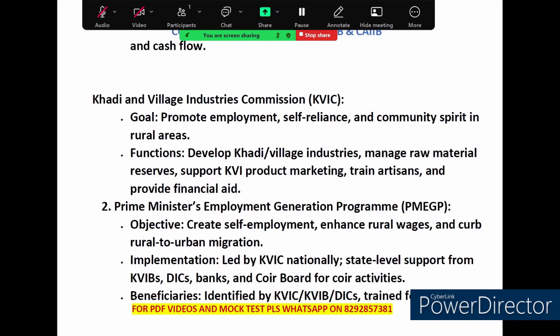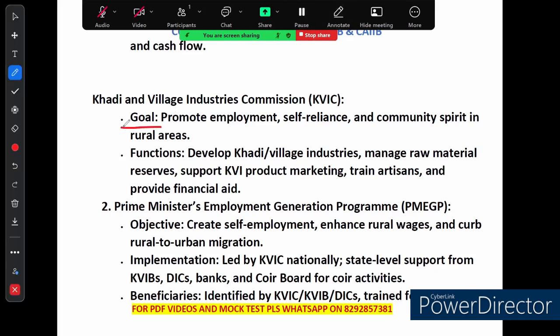Now let's talk about KVIC, Khadi Village and Industrial Commission. So friends, KVIC focuses on creating jobs and boosting self-reliance in rural communities. If we talk about the goals of KVIC, it promotes employment and self-reliance in the village. Function: KVIC supports Khadi and village industries by developing raw material reserves. It helps artisans market their products and provides financial aid for growth.